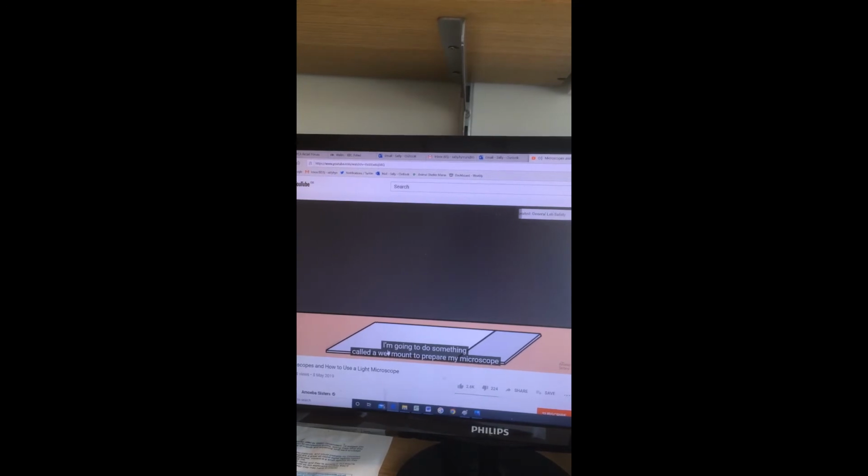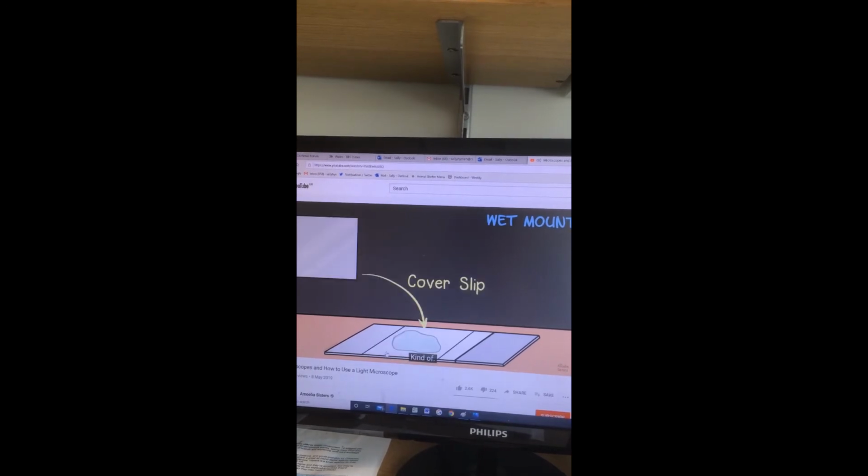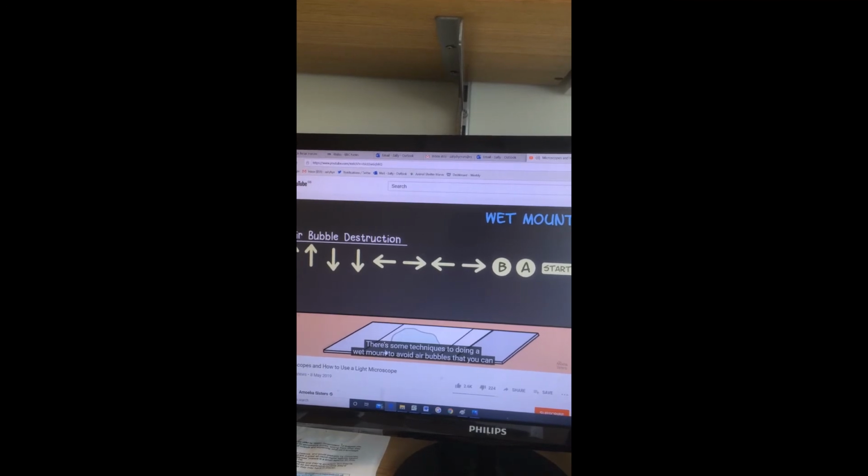I'm going to do something called a wet mount to prepare my microscope slide. I'm going to drop a drop or 2 of my water sample onto the slide using a disposable pipette. It's like a very fancy eyedropper, kind of. I'm going to put a cover slip on top. There's some techniques to doing a wet mount to avoid air bubbles that you can check out online.